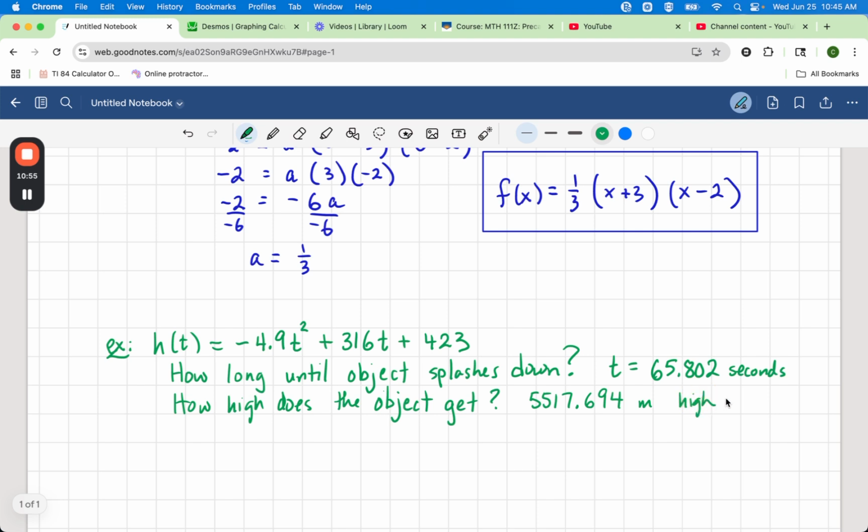Okay, so that, everybody, is the quadratic function section. Pretty short section. And I'll see you on the other side in 3.3.